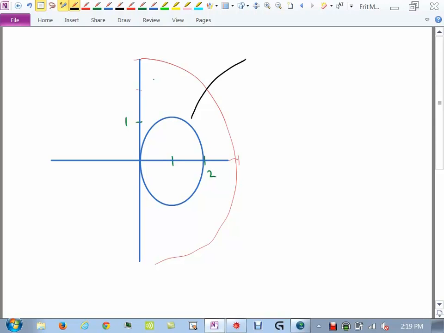This is a circle radius 1, isn't it? But it's centered where? It's centered at 1, 0. What is the equation of a circle radius 1 centered at 1, 0? X minus 1 squared plus y squared equals 1. Now, I'm going to expand this out. X squared minus 2x plus 1.